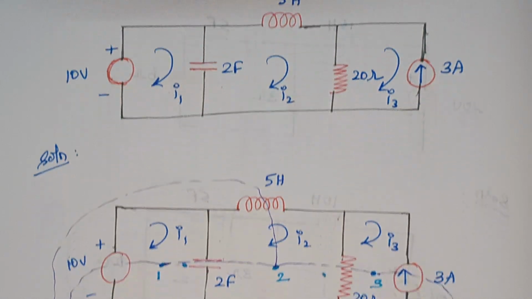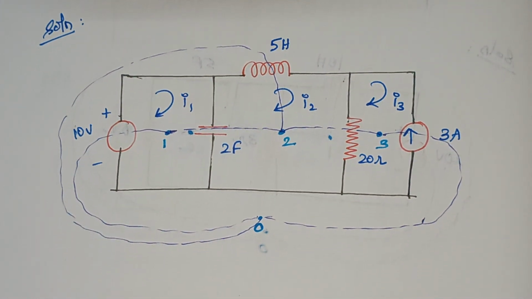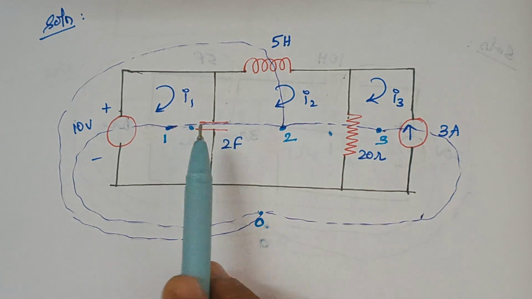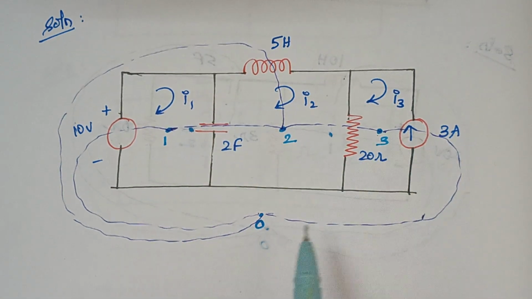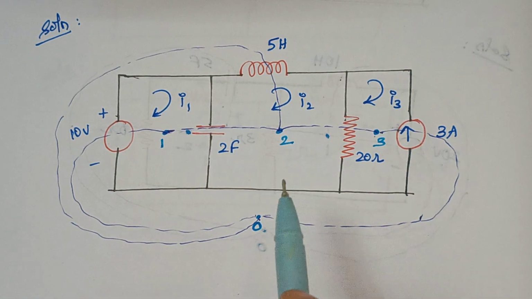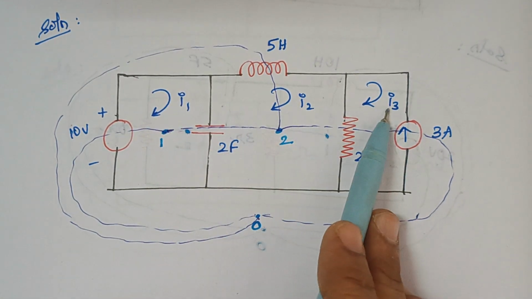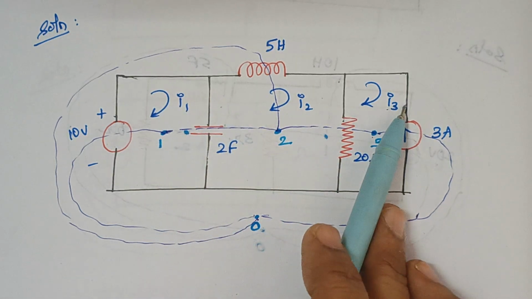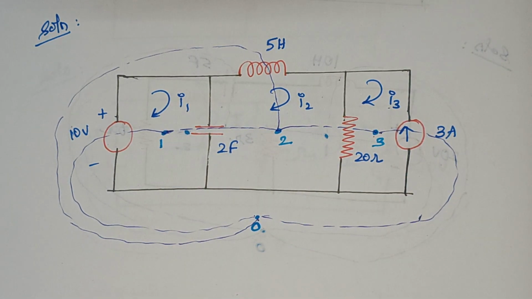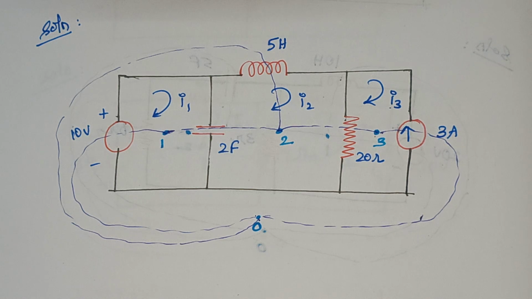So I am drawing the same diagram with the dots and the connectivity. So 1, 2, 3, right? And there is a reference dot 0. So here again just mention the directions of current also, okay? I1, I2 and I3. Now you have to connect each and every dot via elements.